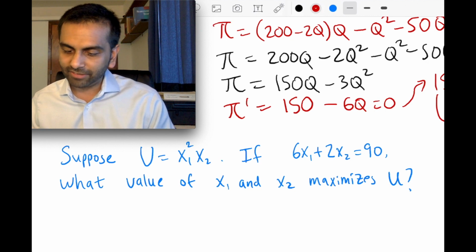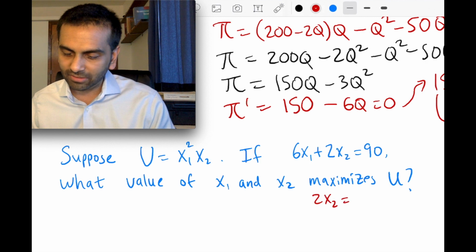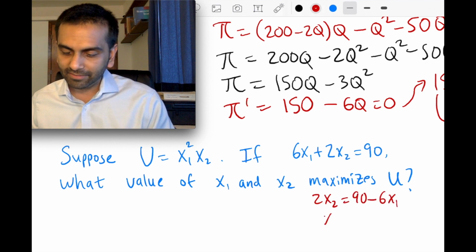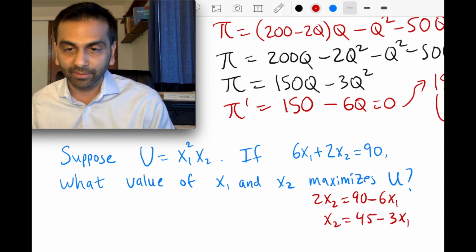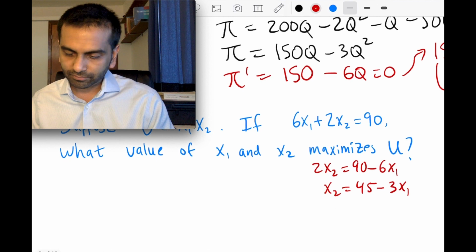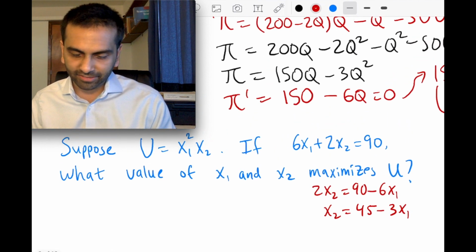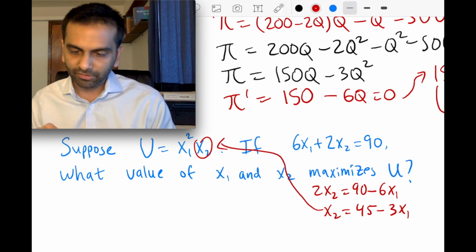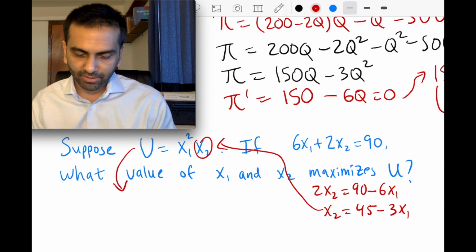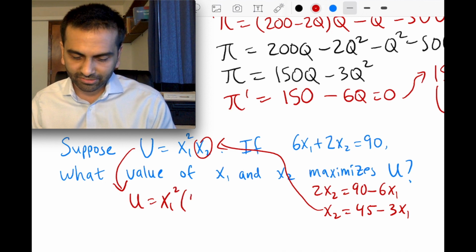To solve for x2, I subtract 6x1 from both sides. So this becomes 2x2 equals 90 minus 6x1. Then finally divide both sides by 2, and I get 45 minus 3x1. Much cleaner. And now I can plug that into this x2. So my utility equation becomes u equals x1 squared times x2, where x2 is now 45 minus 3x1.